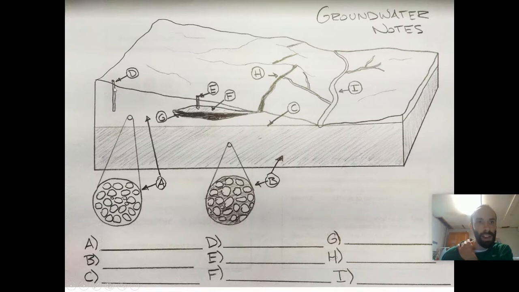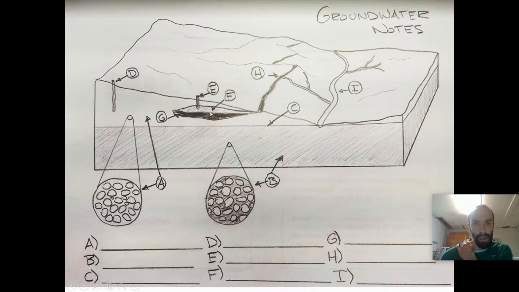Okay. D is a well. And as you can see, this well goes down into the ground. We're going to talk about wells later. The well doesn't go very far down. It's actually in the unsaturated zone. So this well is actually not working. But that is a well. E is a well that is working. So you could say D is a non-working well. E is a working well. It's actually pumping out water.